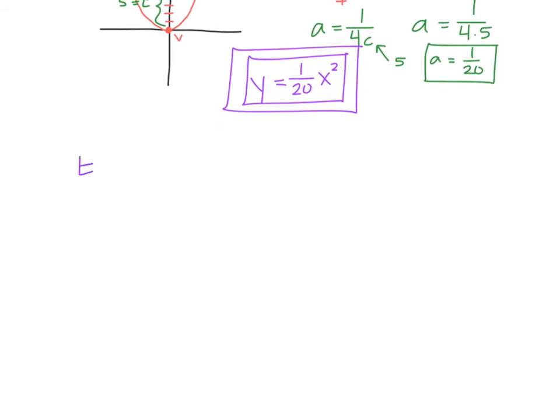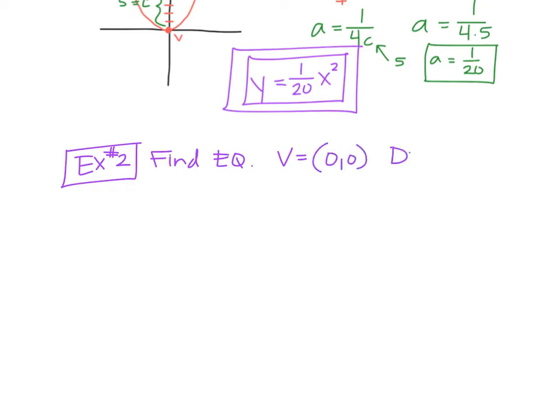Example 2. This one, they're going to say, again, find the equation. And they will tell you your vertex is at (0, 0), and your directrix is the line x equals 2.